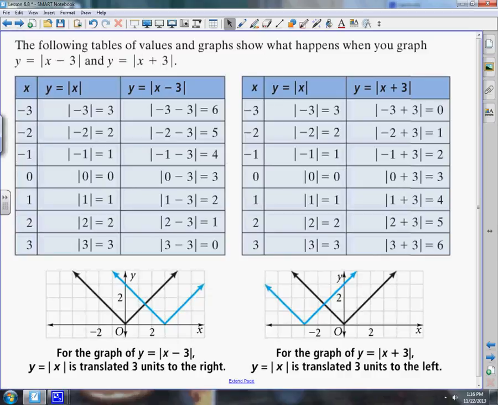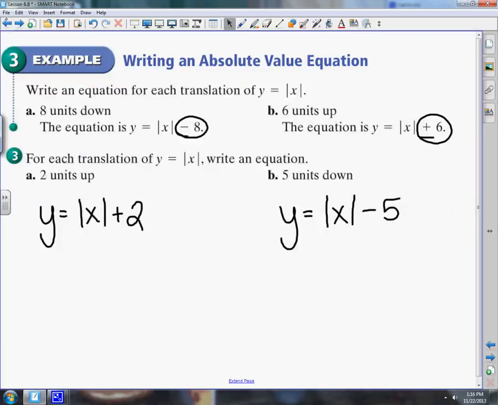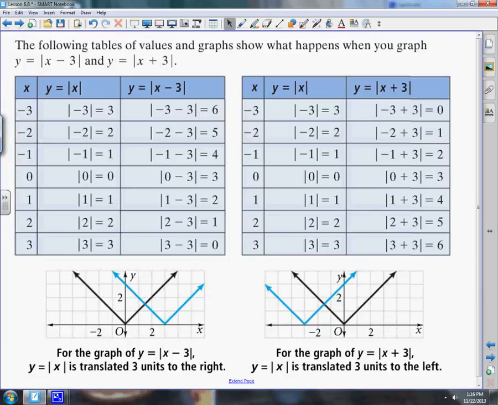Okay, so the following tables of values and graphs show what happens when you graph where the -3 or the +3 is inside the absolute value marks. So notice the difference. Here, it was outside the absolute value marks, so that I'm going up or down. Now, if it's inside the absolute value bars, notice what happens to the graph. It shifts to the left or to the right. So, this is the difference.